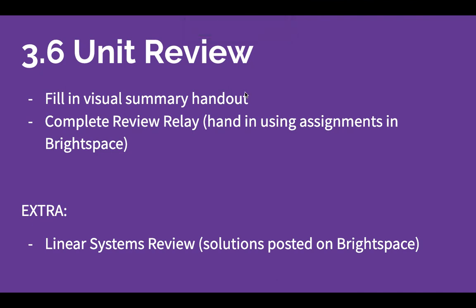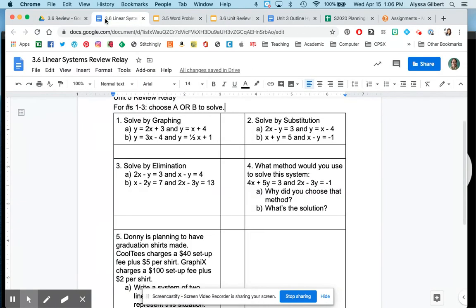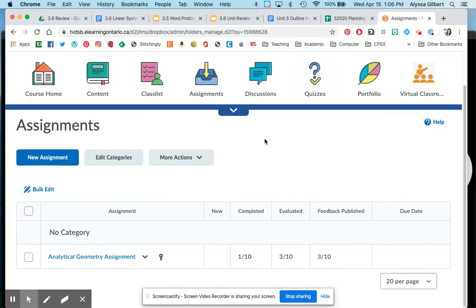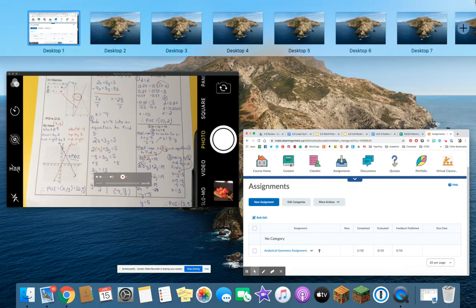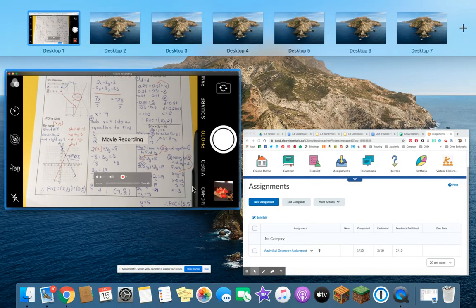So what you need to do now is complete those review relay questions that I showed you. Remember, you only have to do A or B for questions 1, 2, and 3. And then once you're done that, you're going to go to the assignments tab. There's going to be an assignment in here called Unit 3 Review Relay or something like that, where you can submit it. Okay, so that's it for today, and that is it for this unit.